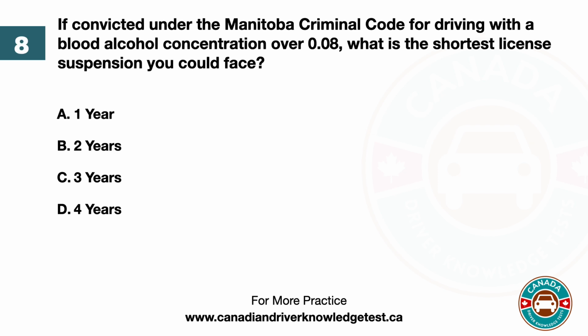Question 8. If convicted under the Manitoba Criminal Code for driving with a blood alcohol concentration over 0.08, what is the shortest license suspension you could face? A. 1 year. B. 2 years. C. 3 years. D. 4 years. The answer is A. 1 year.